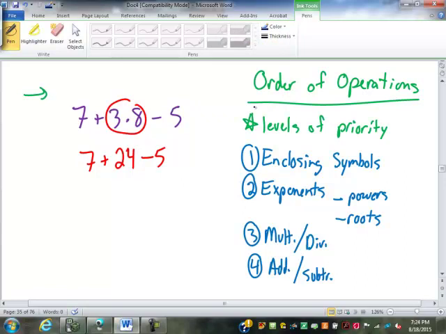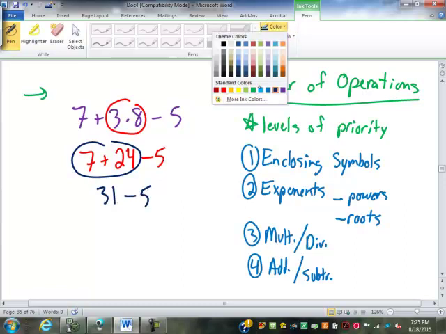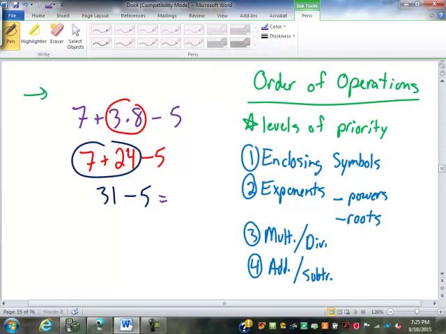Now, we technically should check down through the level of priorities again, but we know there's no enclosing symbols. We know there's no exponents. Is there any other multiplication or division? No. So we're down to addition and subtraction. And right now we have one of each. So if we have two operations that are on the same level, then we do go left to right. So we're going to do the 7 plus 24 first, which is 31. Then we still have the subtracting 5. So 31 minus 5 is 26.